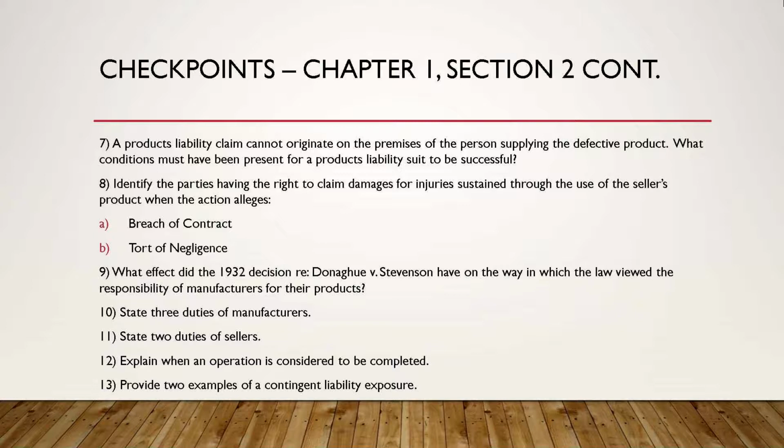And then number 13 was provide two examples of a contingent liability exposure. So contingent liability exposures can exist when there's work done by persons who are not employees. So a subcontractor could do some work, it could be faulty, then the contractor could end up being sued for it.